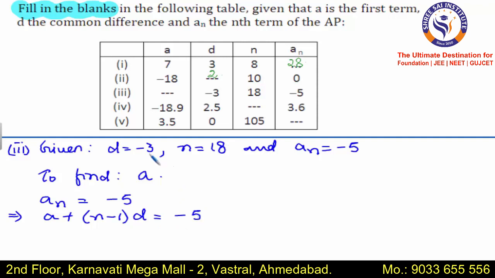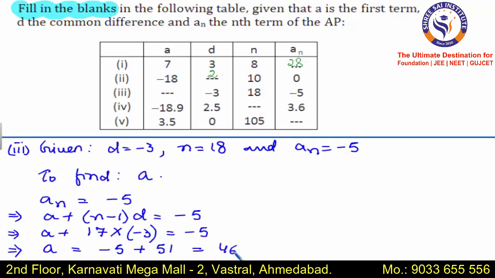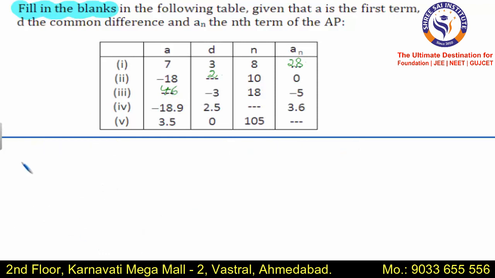Now let us substitute the value of D and N. This implies A plus N is 18, so 18 minus 1 is 17 into D, which is minus 3. This is equal to minus 5. This implies A is equal to minus 5 plus 51, which is equal to 46. Thus, here we have 46. Let's now proceed on to the fourth part.